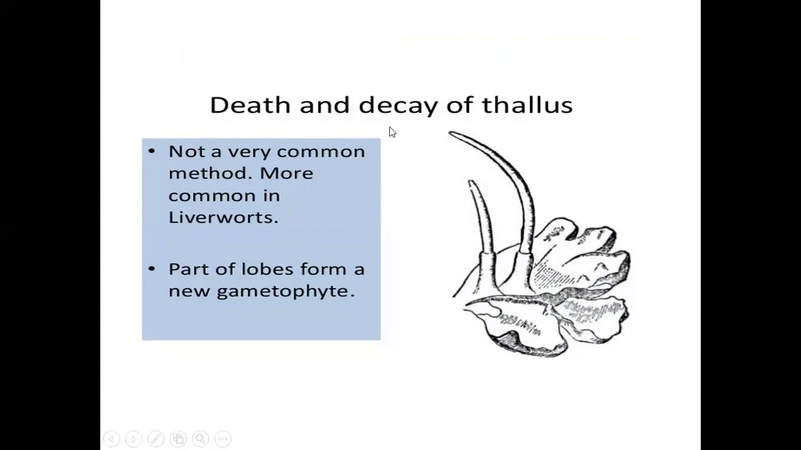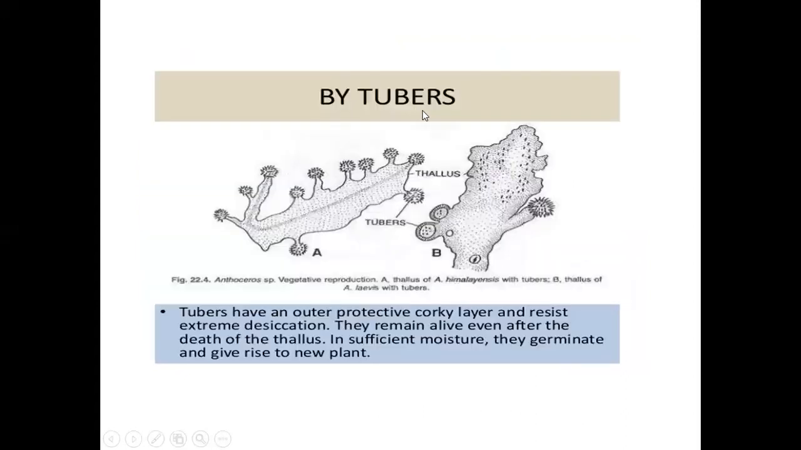Next, with the help of tubers. These are extra outgrowths developed from the margins of the thallus, and they store food material inside. When these tubers detach, that is, when they get separated from the main thallus, they will germinate, utilize the food material present in them, and develop into a new thallus again. So that is by the tubers.